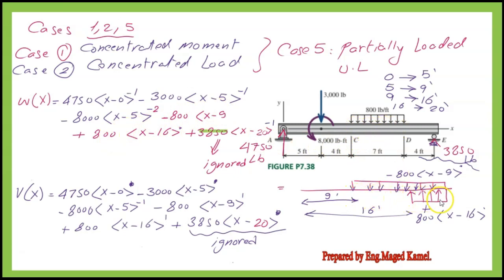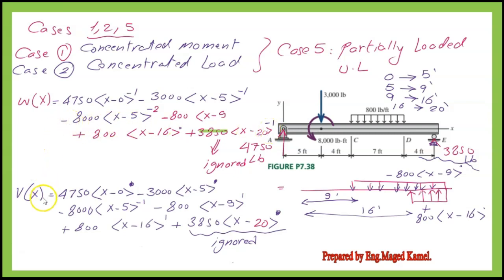coming upward multiplied by x minus 16 raised to the power of 0, and finally the reaction of the right support, which is 3,850 multiplied by x minus 20 raised to the power of minus 1. This will be ignored in the calculation since this will start to work for spans more than 20 feet, while we have the beam span is only 20 feet.